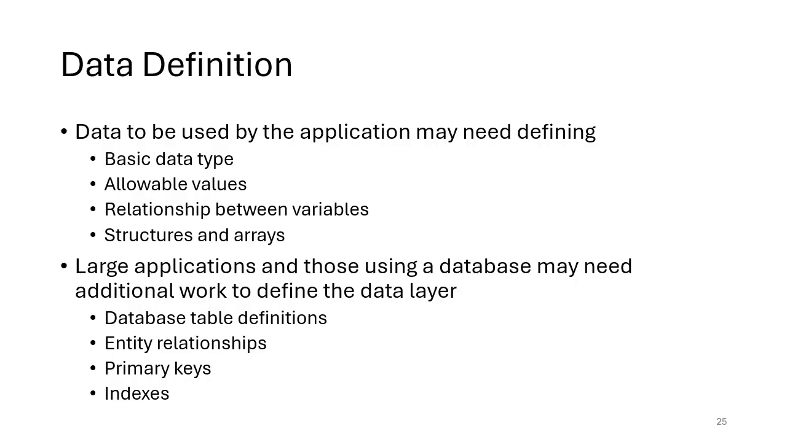Now, this might be a separate document, or it might be inside your software design specification, but you also need to think about your data. You need to have a data definition. This might be data that's used by the application, such as basic data types, which might include allowable values. You might have more complex concepts like relationships between variables. And if you're defining any structures or arrays, you'd need to define those as well. If you're using a database, then there might be a lot more work to define that data layer. So as well as all that basic data definition, you also need to define database tables, entity relationships, maybe primary keys and indexes and so on.